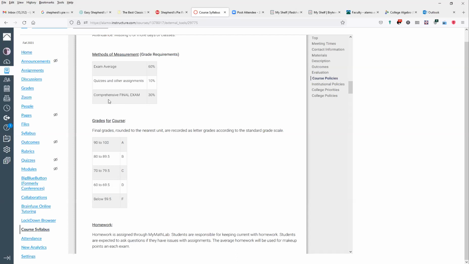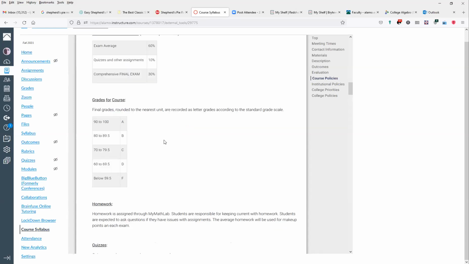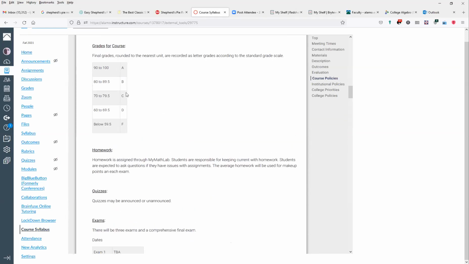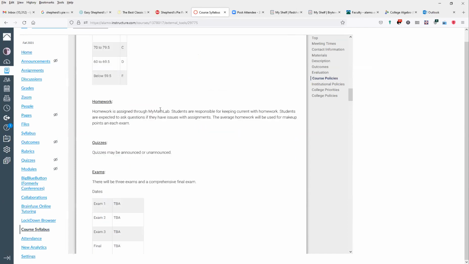That's when you will be required, or that potentially would be on the test. Generally speaking, if it wasn't on an exam, it won't be on the final. There are a few exceptions to that rule, but generally speaking, that's how I do it. The grades for the course is a standard grading scale for most institutions. There are others that don't always do that.